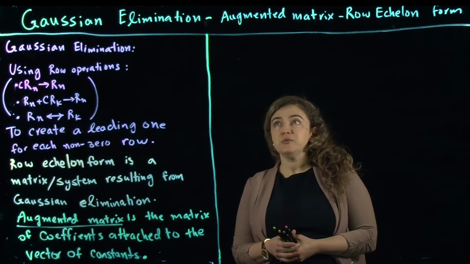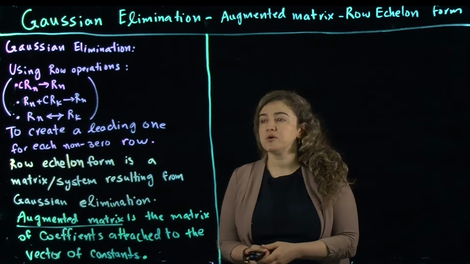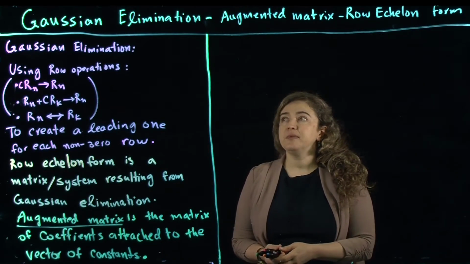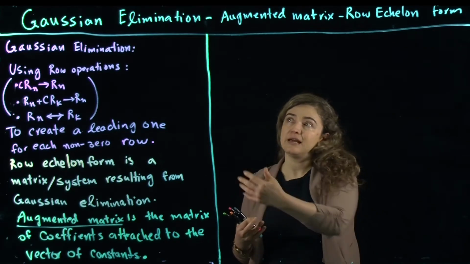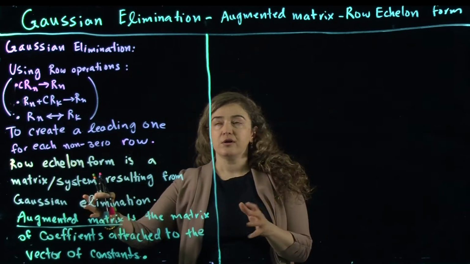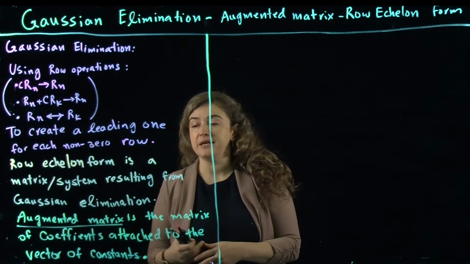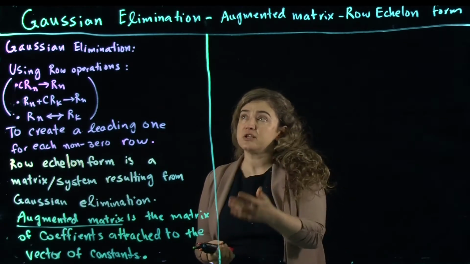So we're continuing with Gaussian elimination, augmented matrices, and row echelon form. The purpose of this video is to put them all together, with a short note or explanation of what we've been doing on this. So what is Gaussian elimination?